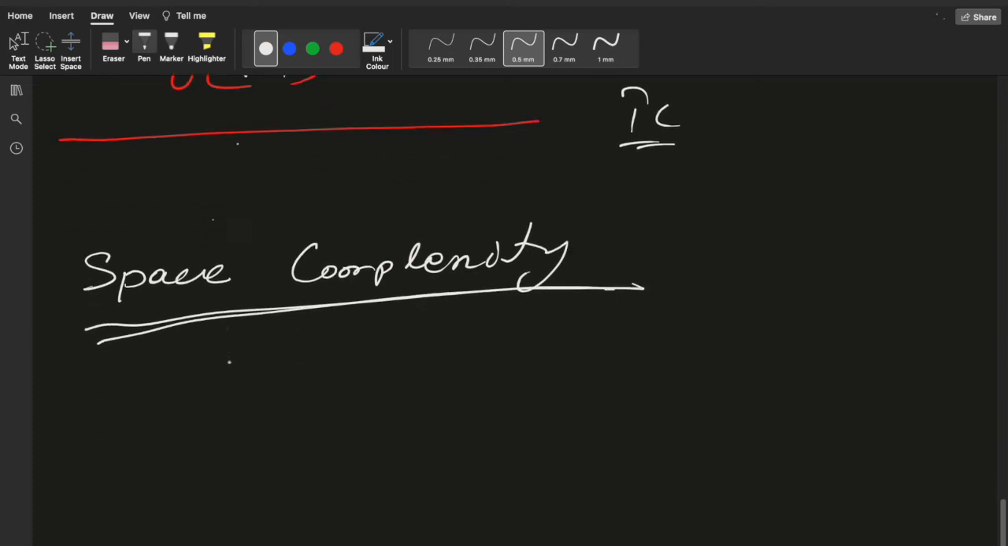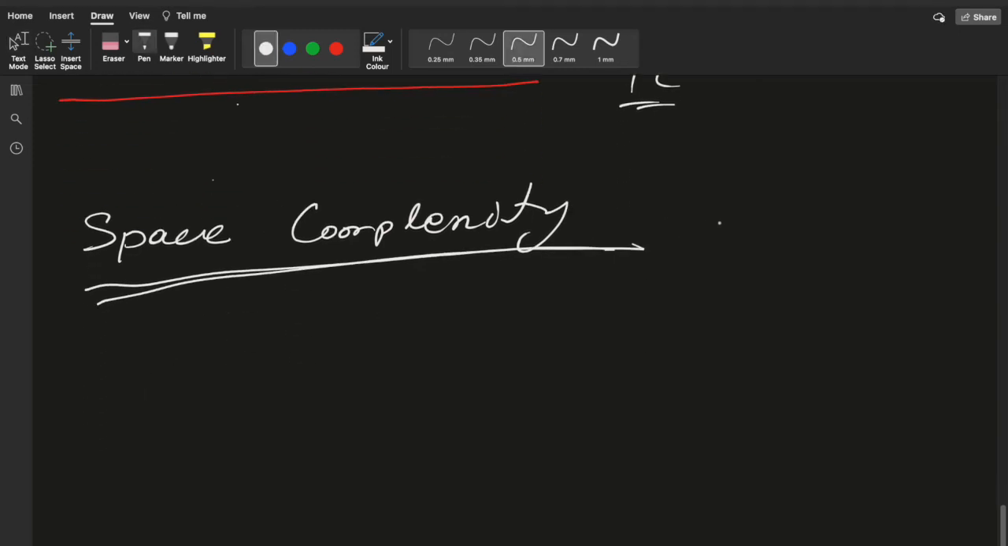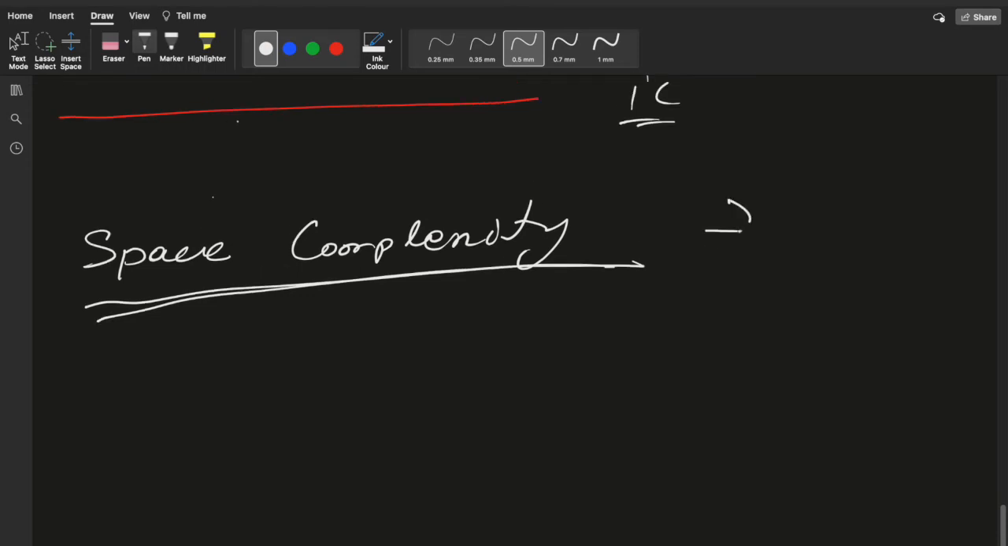Okay, so for space complexity also we are going to use big O notation. Let's take one example.